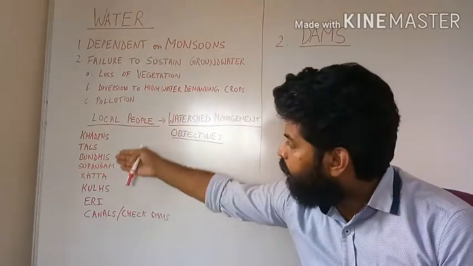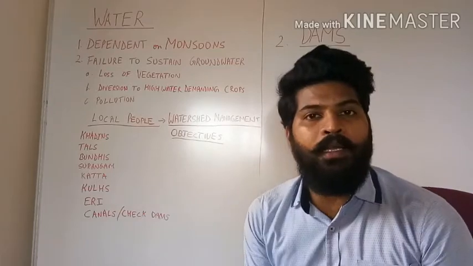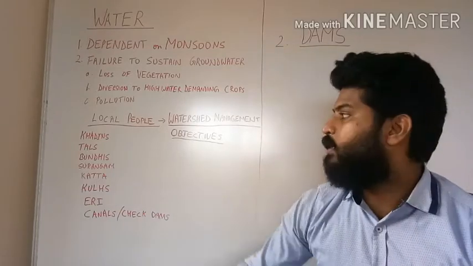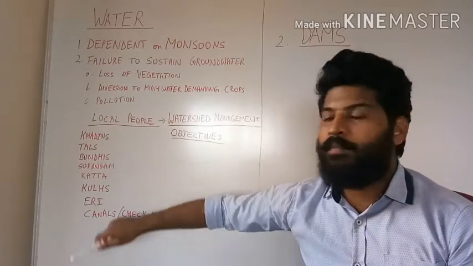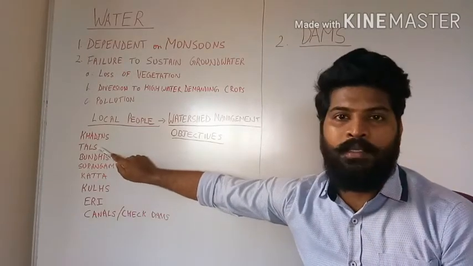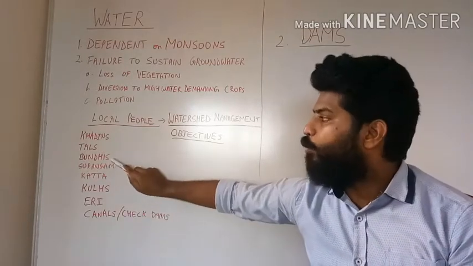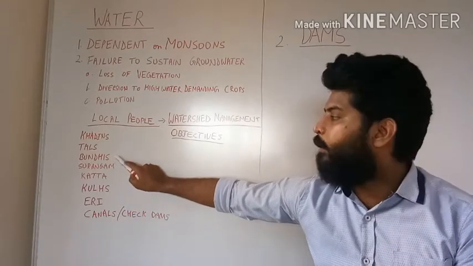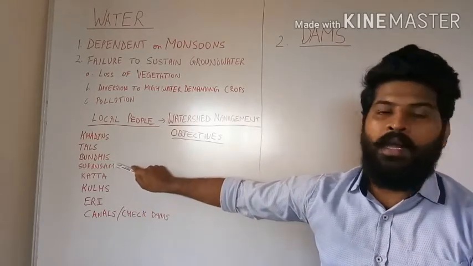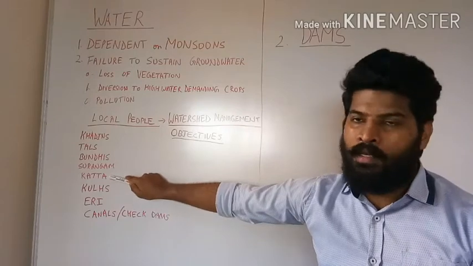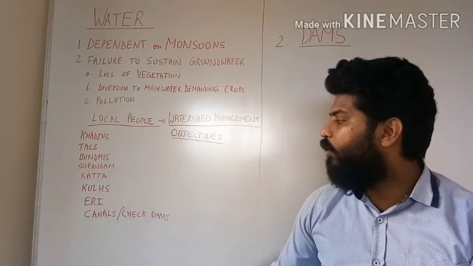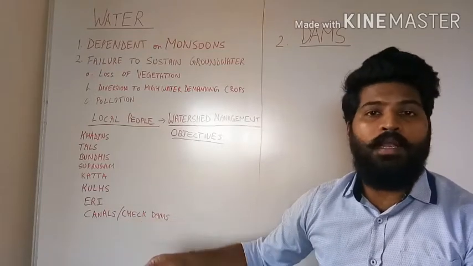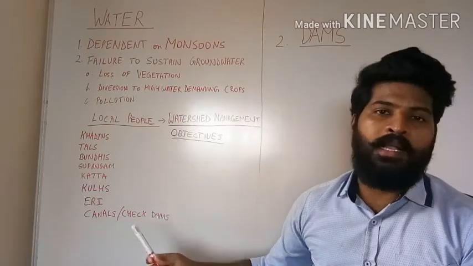These all come under water harvesting techniques. For example, khadins in Rajasthan, tals in Maharashtra, bundis in UP and Madhya Pradesh, surangam in Kerala, katta in Karnataka, kulls and eris in Tamil Nadu, or the usage of small canals and check dams.